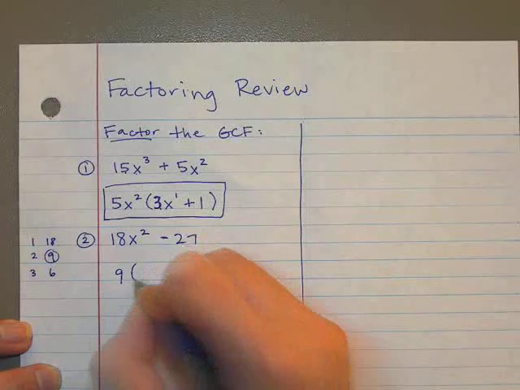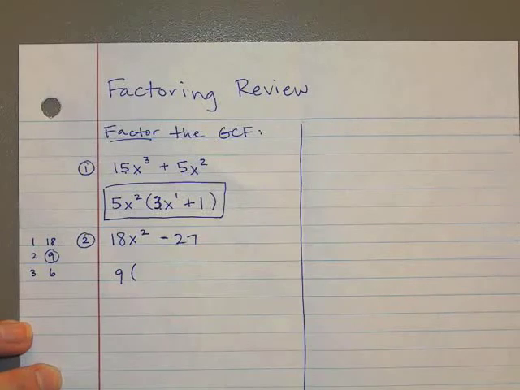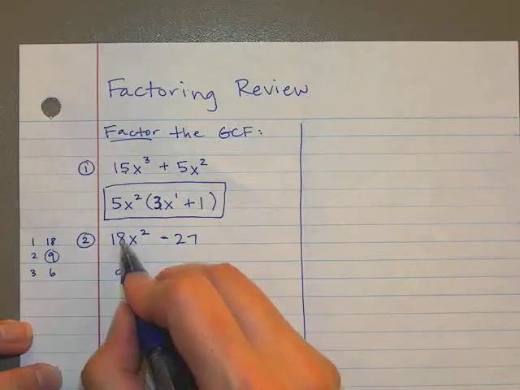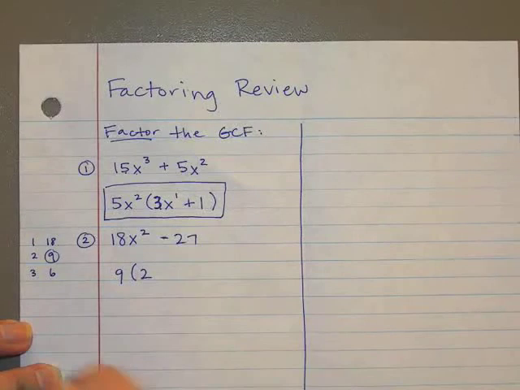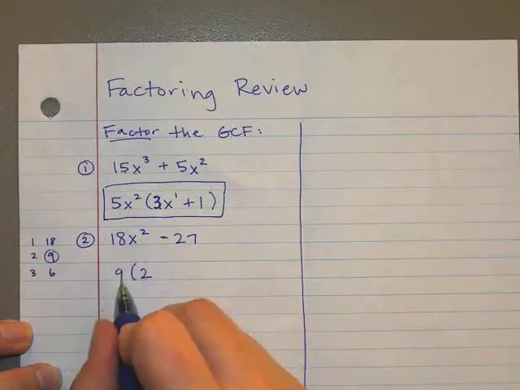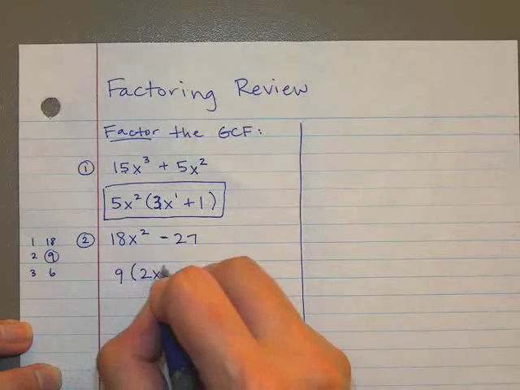So I just start my parentheses. The greatest common factor of this one is 9. 18 divided by 9 is 2. We had an x squared. We didn't take out any x's, so we're left with x squared.